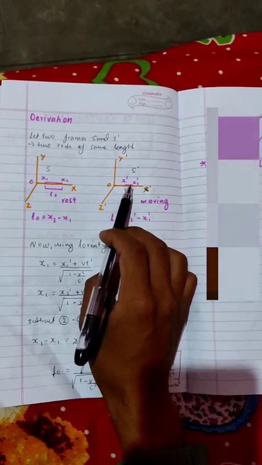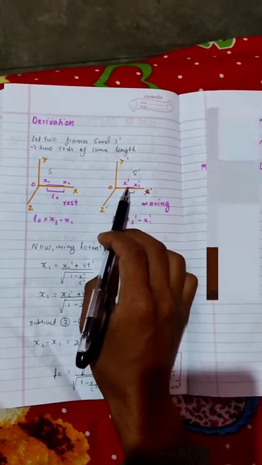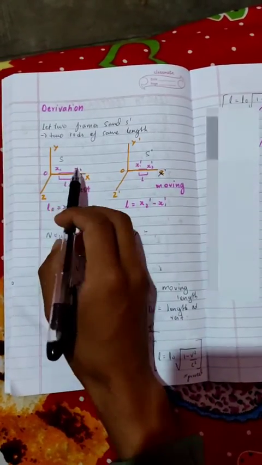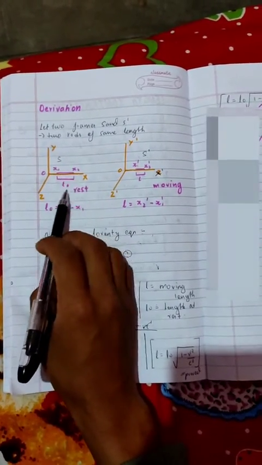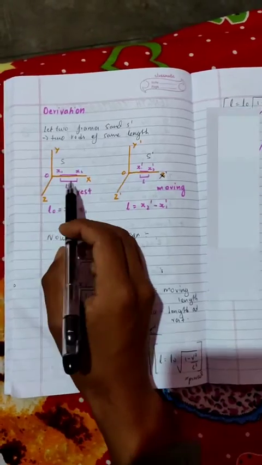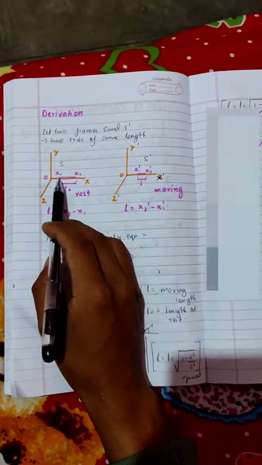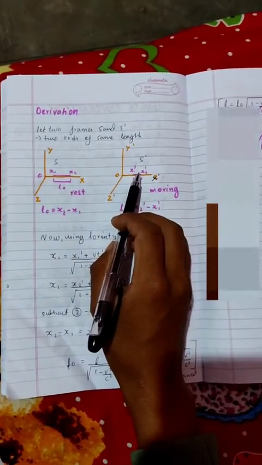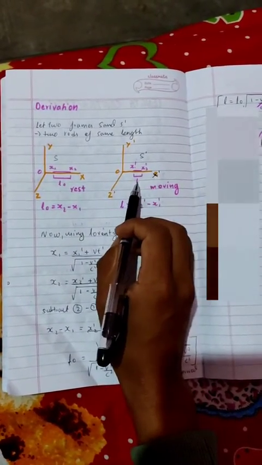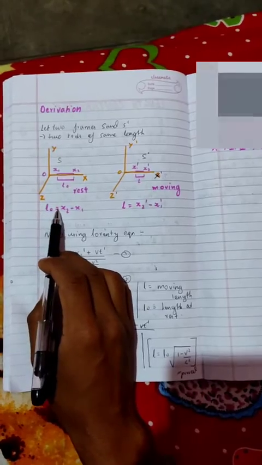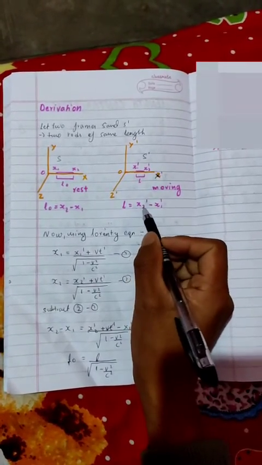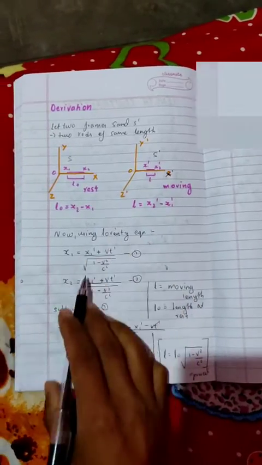This iron rod is moving with velocity v, and this iron rod is at rest. So the length of the rod at rest is L naught, and the length of the rod which is moving is L. So we can write L naught equals x2 minus x1, and L equals x2 prime minus x1 prime.